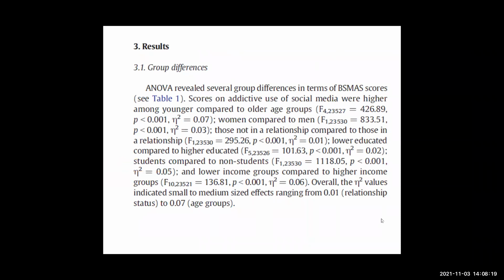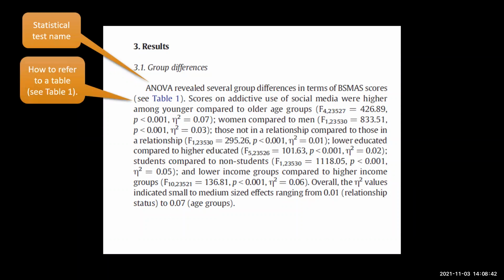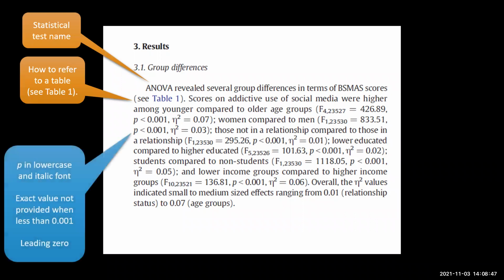So this is from the results paragraph, and they've presented the group differences, which are the differences between various groups of interest, such as males versus females, students versus non-students, etc. And here you can see that they have started with the name of a statistical test. They refer to table 1 initially. They refer to the p-value, which is the significance level, in a lowercase italic font. They have not provided the exact value.